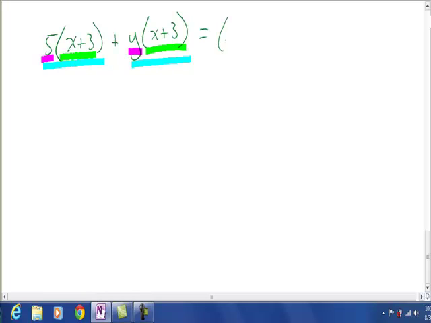So if I pull x plus 3 to the front, and I say open parentheses, well, now let's look back at the original problem. What's left? I took this first term, I factored that x plus 3 out, all that's remaining is 5. Then there's a plus sign. I took the second term, I factored that x plus 3 out, all that's remaining is a y.